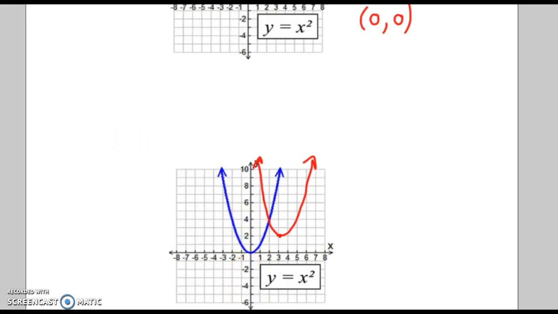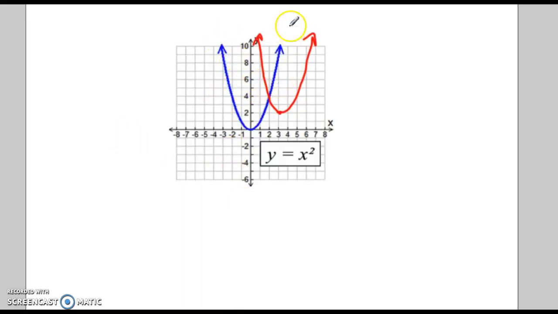Okay, so down here, throughout this video, the blue one is our original parent function, y equals x squared. The red one has been shifted, and so our new vertex is at 3, 2. So it has been shifted to the right 3 and up 2. By the end of this video, you're going to know what that looks like if I were to give you an equation, and you're going to be able to tell me which way it was shifted and what it would look like on a graph.